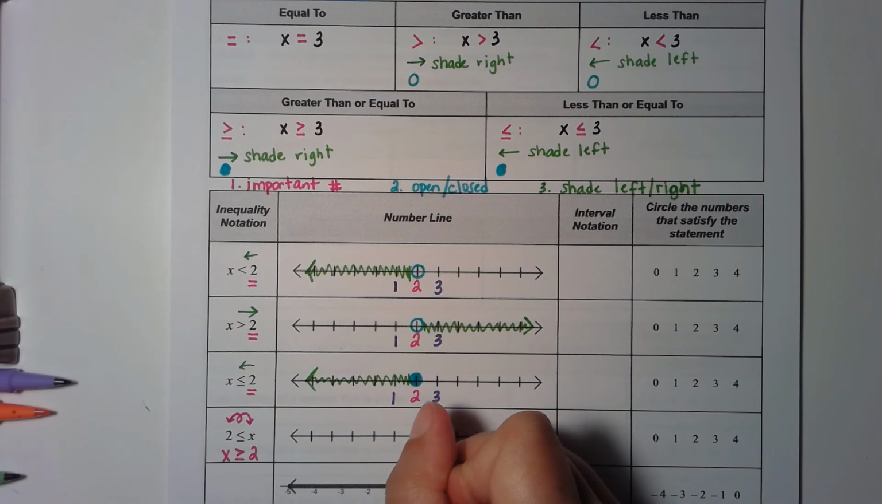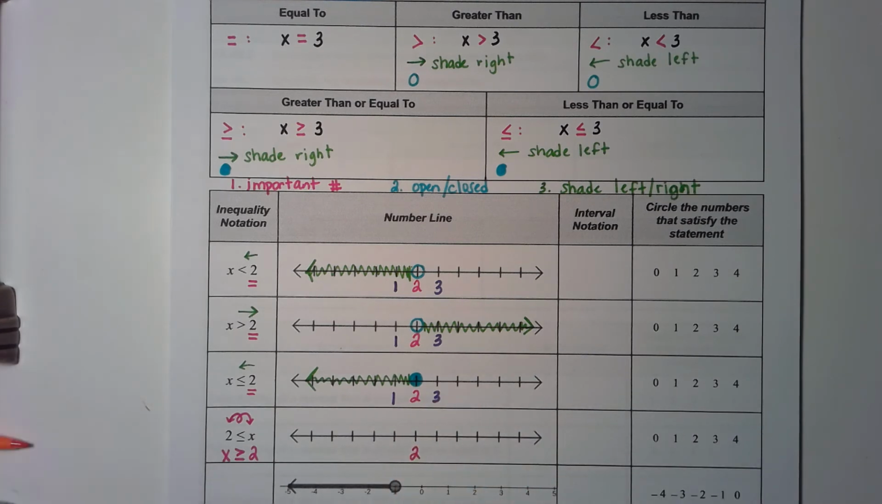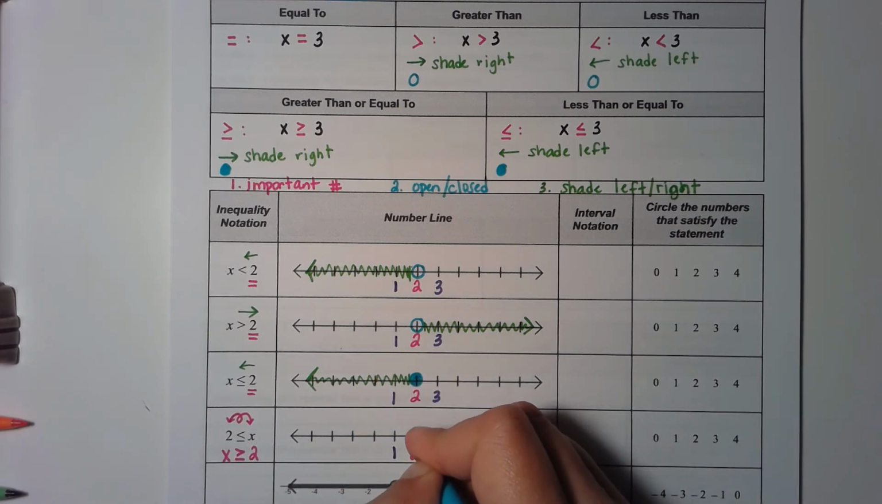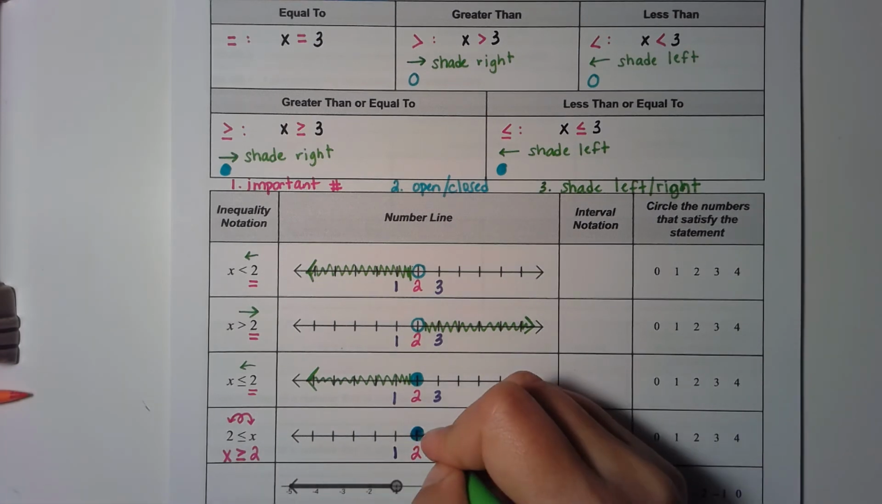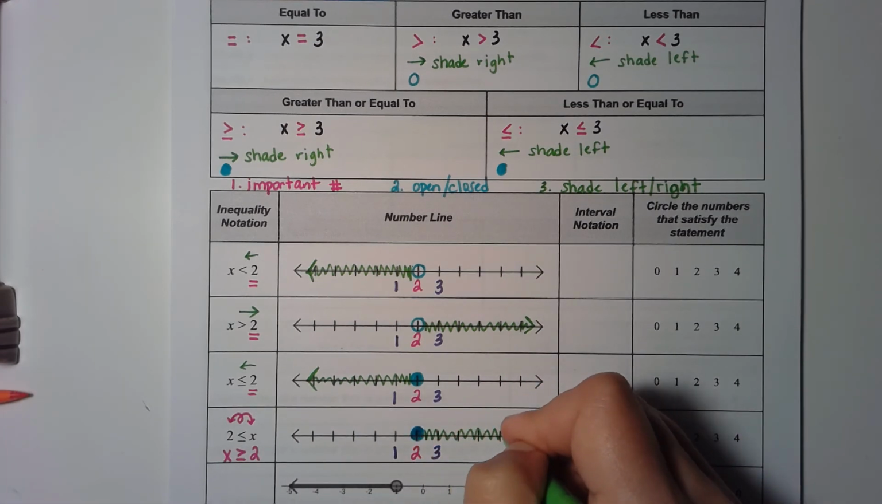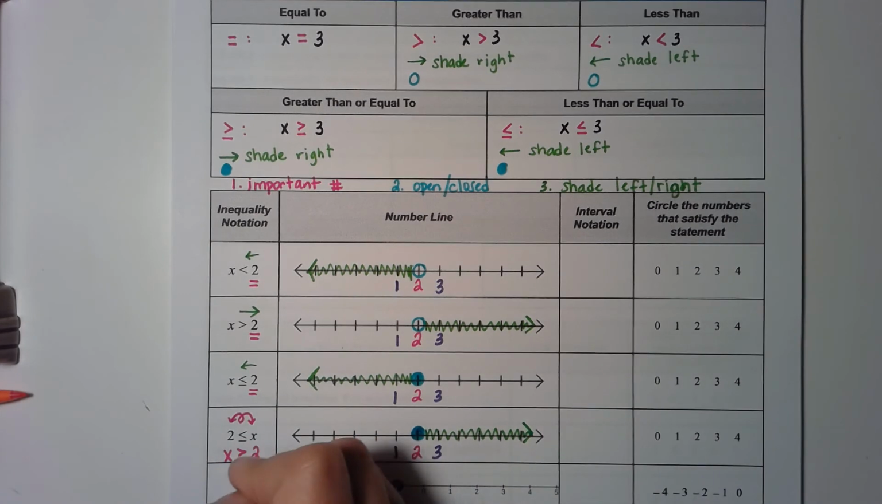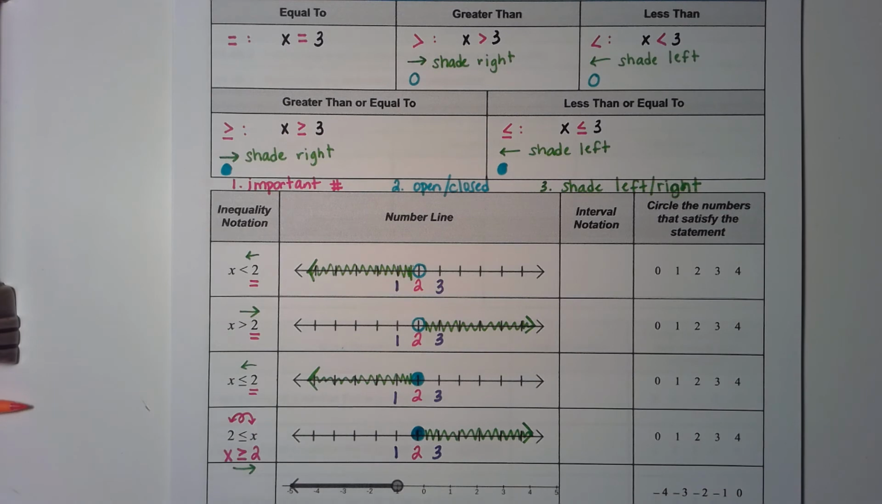Now the important number here is a 2, and one number that's smaller would be 1, and one number that's bigger would be 3. We're going to go ahead and use a closed circle because we're trying to graph x is greater than or equal to 2. So we're looking for the numbers that are greater than or equal to 2. And then we're going to shade to the right because the numbers that are greater than are always going to be bigger than the number 2, so on the right side of the number line.